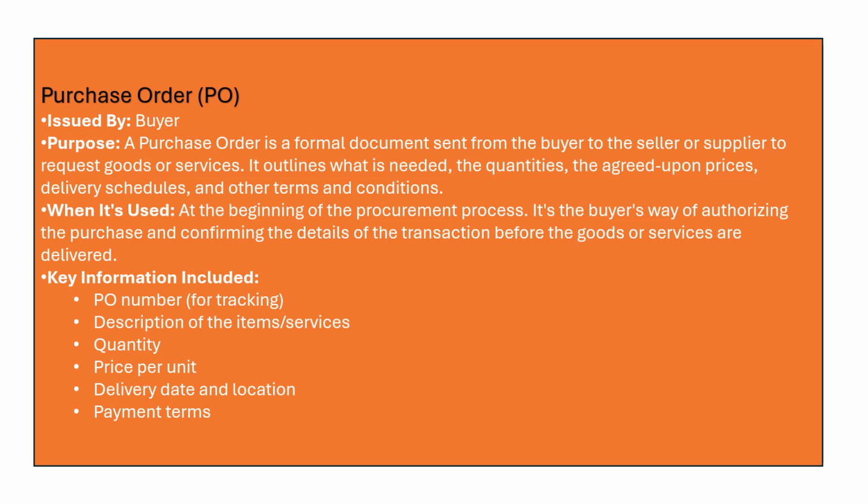PO number for tracking, description of the items. The PO number will be given by the seller, because we can track it online, right? After that, description of the items and services. So it could be a mobile, a suitcase, a pillow, a picture, appliances, a book, a belt, a bag, a bed, or a chair, whatever we are ordering. There will be a description for the certain items and services.